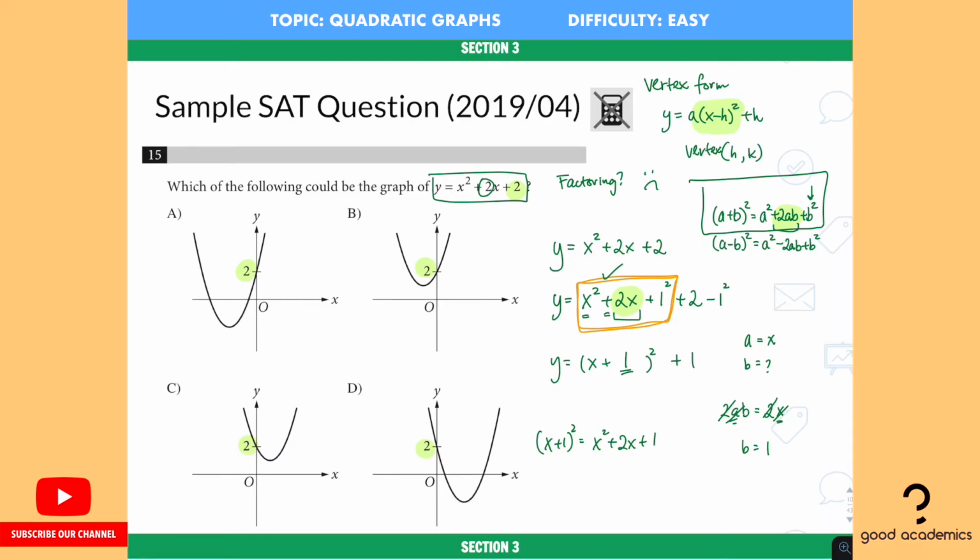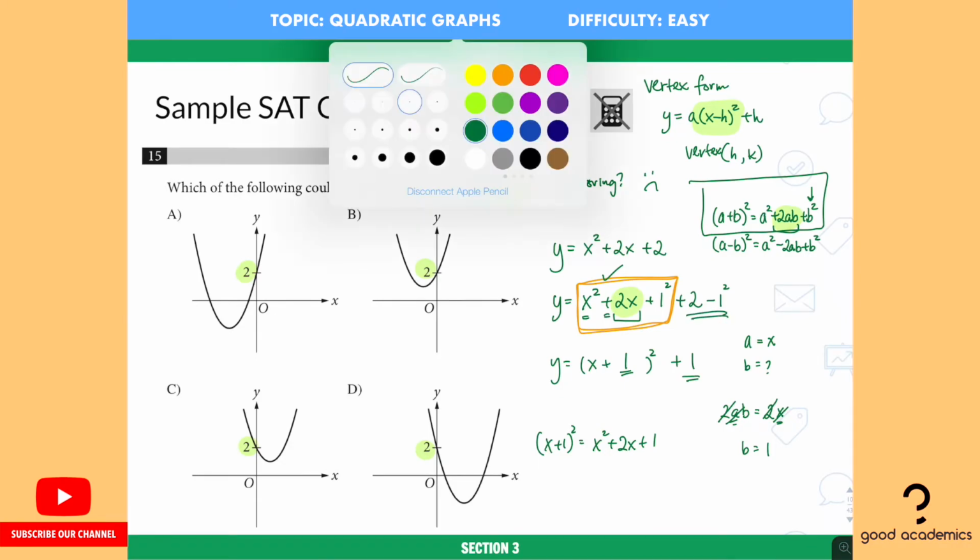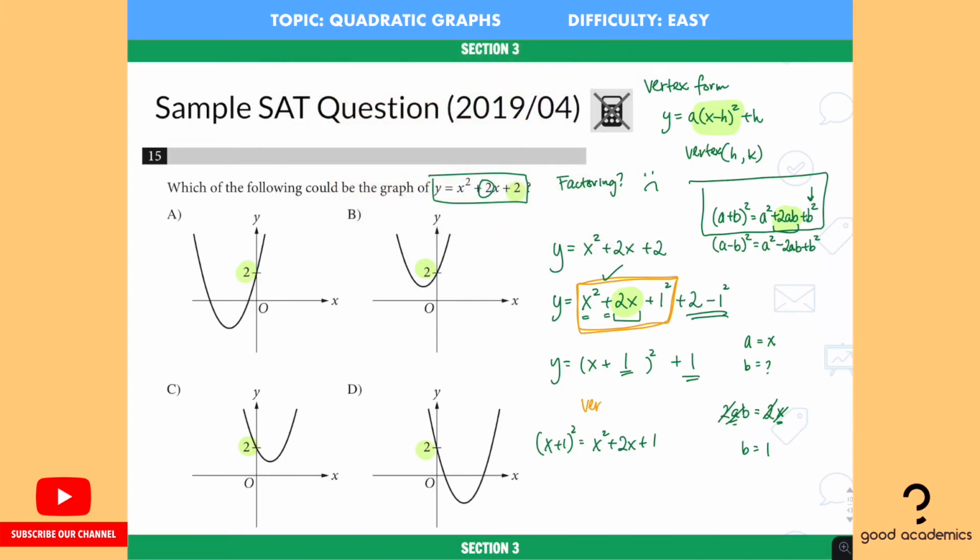And then 2 minus 1 squared, 1 squared is just 1, so 2 minus 1 is just 1. So through this, we can tell that, oh, our vertex is (-1, 1). Make sure that this is a negative right here. So if you see a positive, that means the x value is a negative value, which causes this to be a positive. So which graph has a vertex of (-1, 1)?